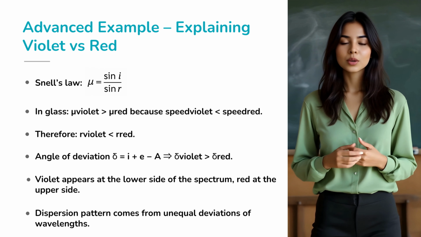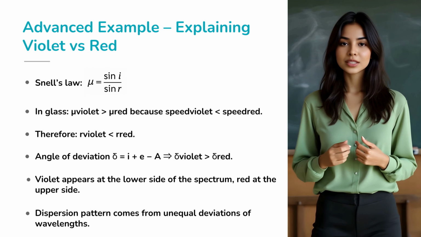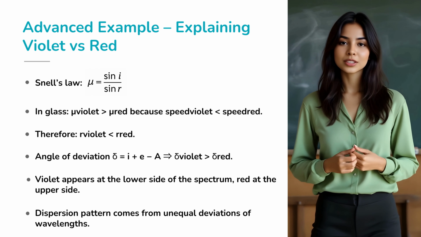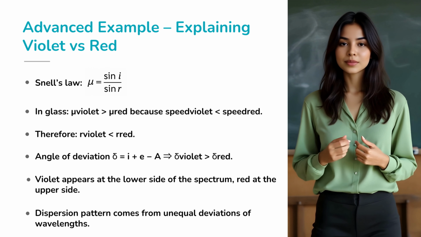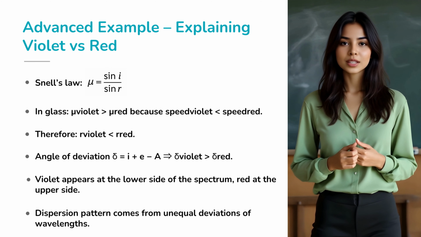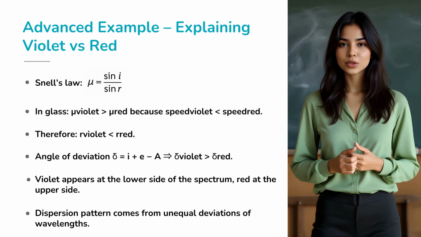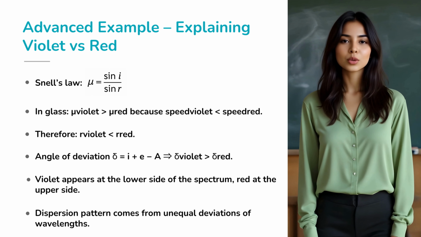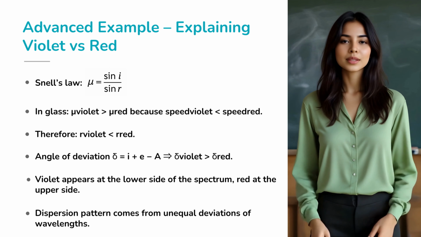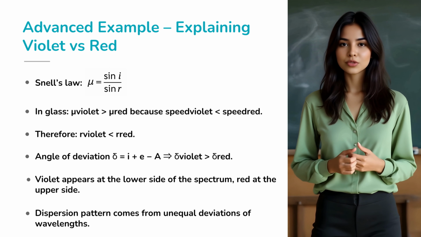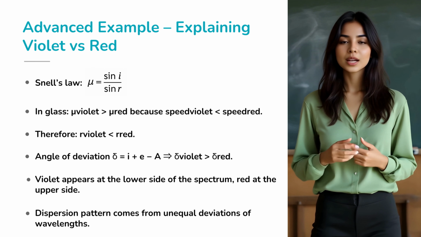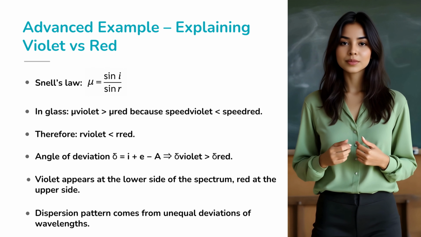According to Snell's law, the refractive index mu is equal to the sine of the angle of incidence divided by the sine of the angle of refraction. In glass, the refractive index mu for violet light is greater than the refractive index mu for red light. That means the refraction angle for violet is smaller and the refraction angle for red is larger.